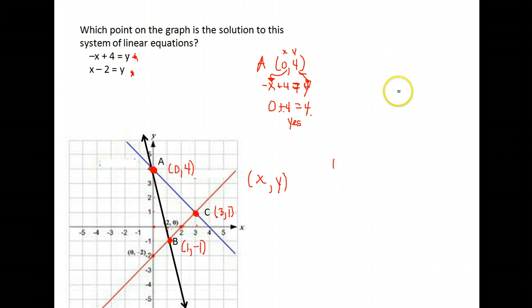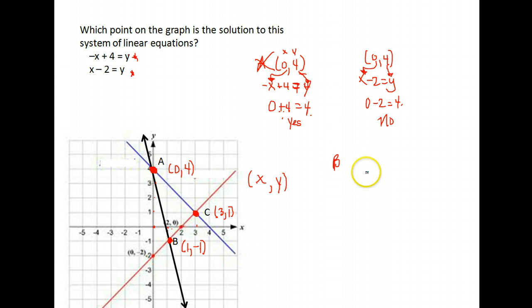Let's try our second equation now. Our second equation was x minus 2 equals y. Again, we're trying the point 0, 4 to see if it's a solution. So again, you replace all the x's with the 0 from our point and replace the y with a 4. That gives us 0 minus 2 equals 4. Well, does 0 minus 2 equal 4? No, it doesn't. It equals negative 2. So this is not a solution. We know A is not our answer because it did not work in both equations.